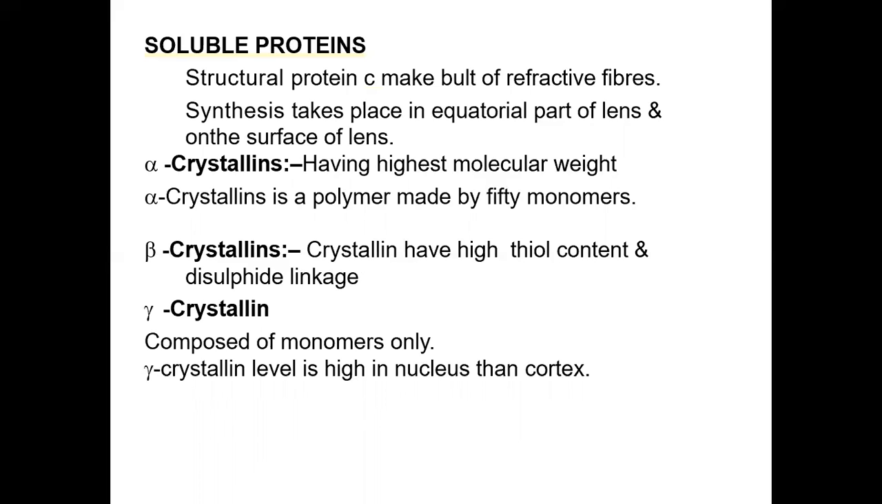Alpha crystalline has the highest molecular weight. Alpha crystalline is a polymer made of 50 monomers. Beta crystalline has high thiol content and disulfide linkage. Gamma crystalline is composed of monomers only, and gamma crystalline level is higher in the nucleus than the cortex. So another important aspect over here, for short questions: the gamma crystalline level is higher in the nucleus compared to the cortex region. Remember that.